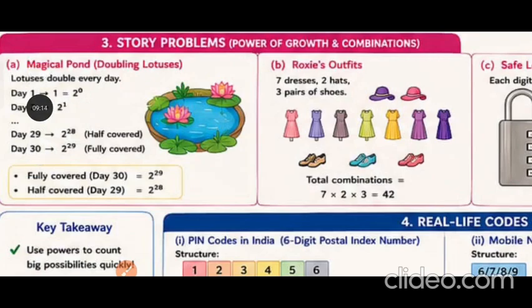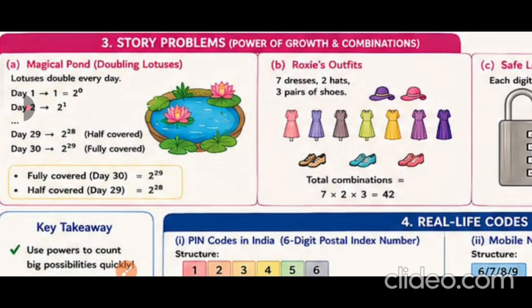So now let's try to understand exponential growth, power of growth. Here is the example of a magical pond. In the middle of a beautiful magical pond lies a bright pink lotus. The number of lotuses doubles every day in this pond. After 30 days, the pond is completely covered with lotuses. On which day was the pond half full?